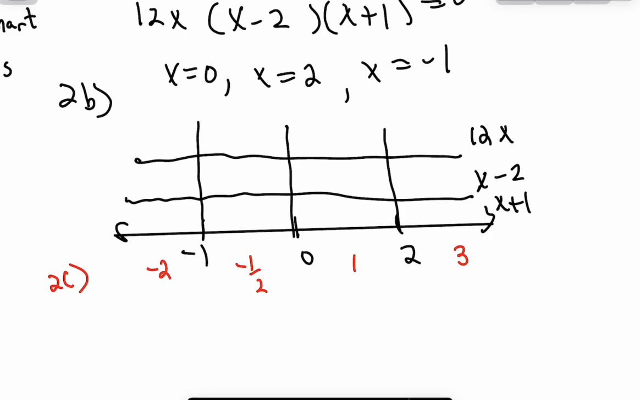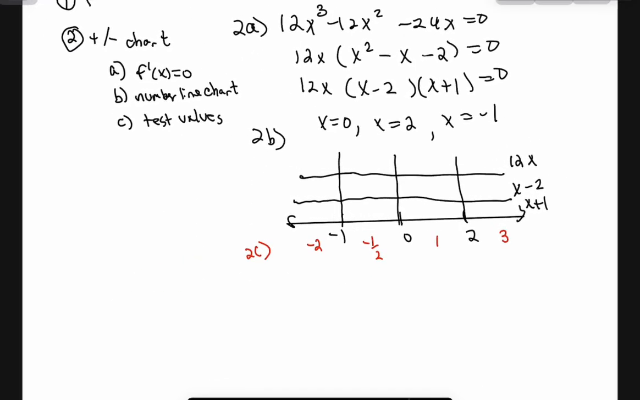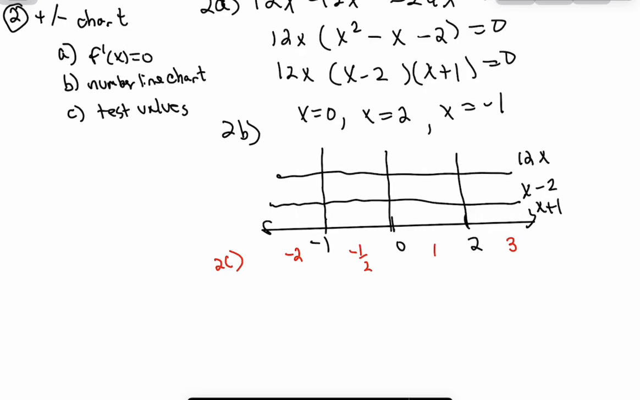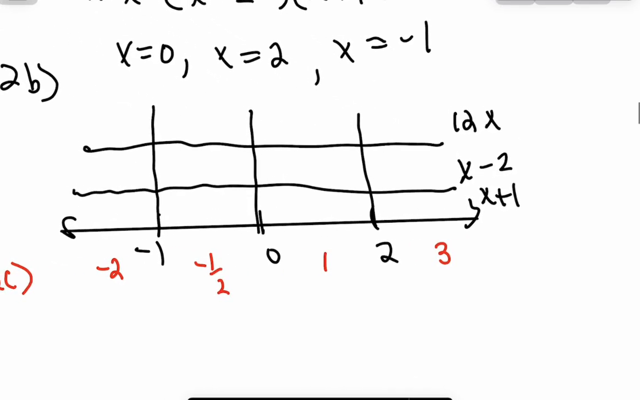Okay. Now, part 2C is to make test values. And now we're going to test them in these factors along the side. And all we care about is, is it plus or is it minus? So we did this a little bit before. If I plug negative 2 into the top, I get a negative. If I plug negative 2 into the middle, that's negative 4, that's a negative. If I plug negative 2 in the bottom, that's a negative. 3 negatives multiplied together gives me a negative in that region.